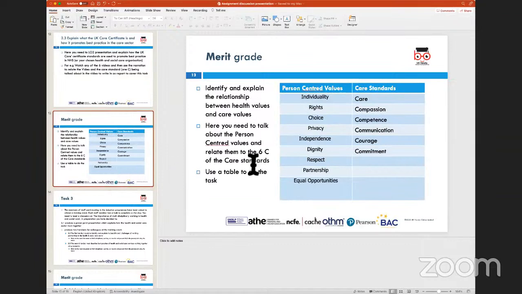The merit task talks about identifying the relationship between health and social care values. So here you have the person-centered values and the care values, which I've explained. And what you need to be able to do is explain these to cover the 2M1 task, which is required to be done for the assignment brief. And the explanation of these values, the comparison between the two of these values, would essentially help you complete this merit criteria of the task. So sometimes a table is more apt to be able to do it. That's why I've suggested a table.